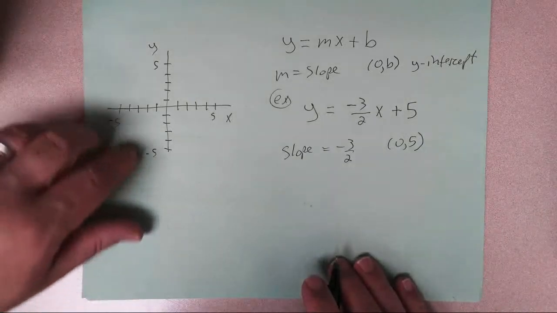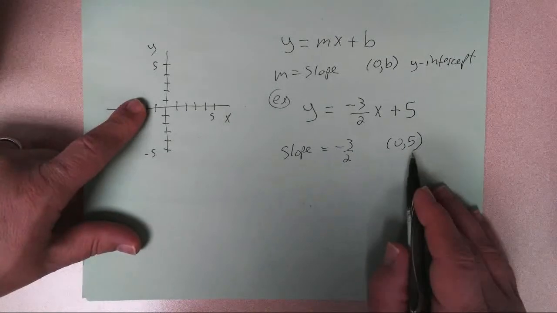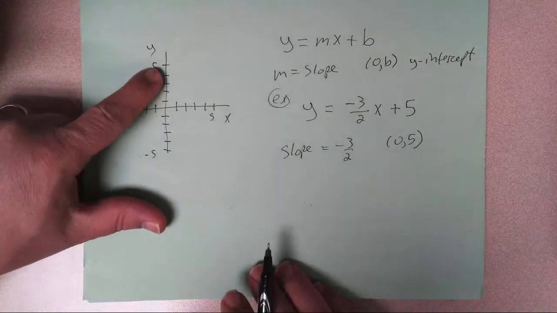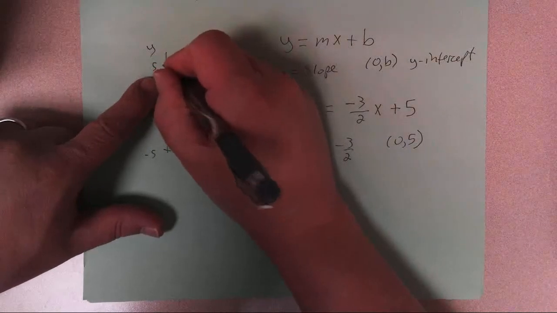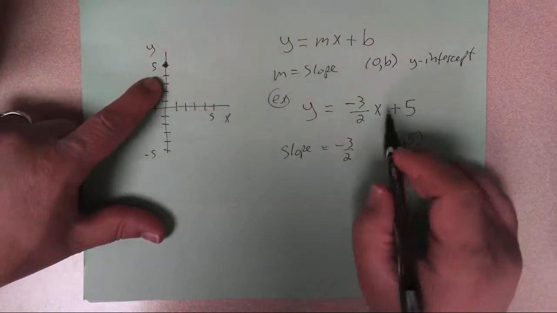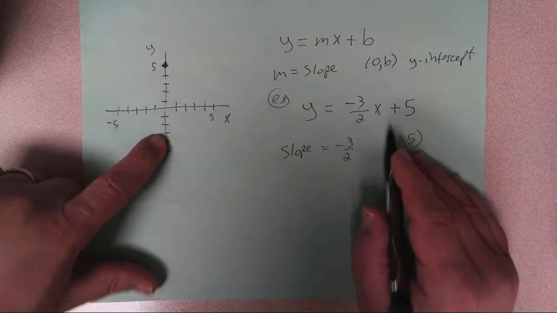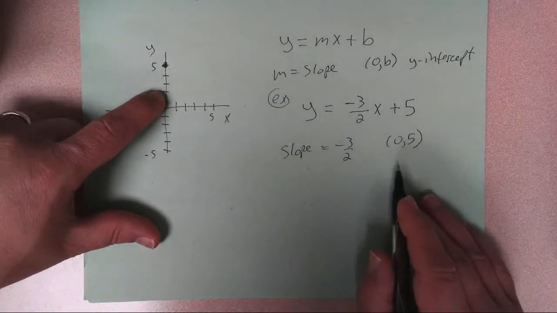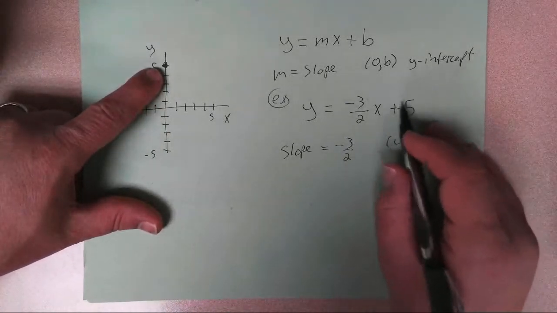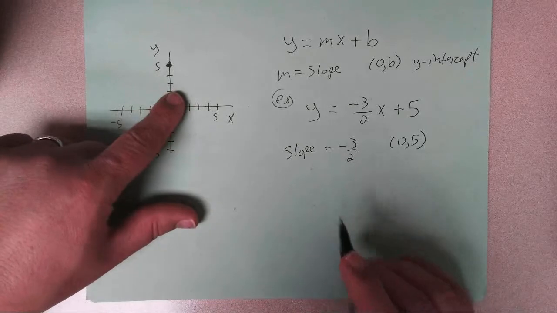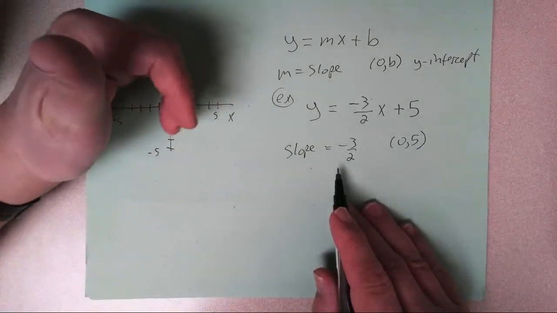The idea here is the number by itself, in this case the 5, that's where it crosses the y-axis. So you put the y-intercept on that vertical axis, wherever this number is. If this was minus 3, I would put it down here. If it was plus 2, I would put it here. In this case it's a plus 5, so I put it there. So this gives you where it starts on the y-axis. The idea of the slope is that it tells you how the line is tilted.